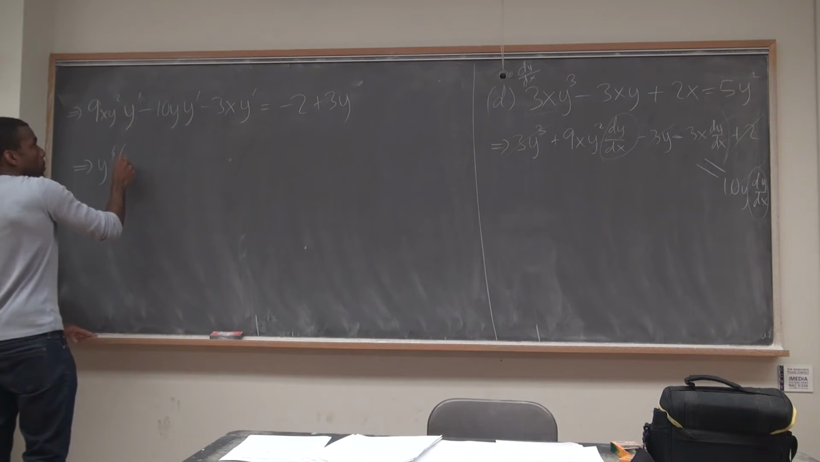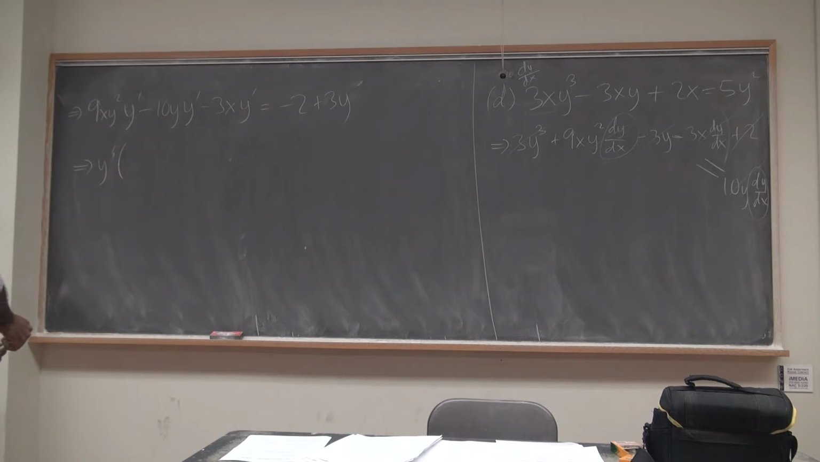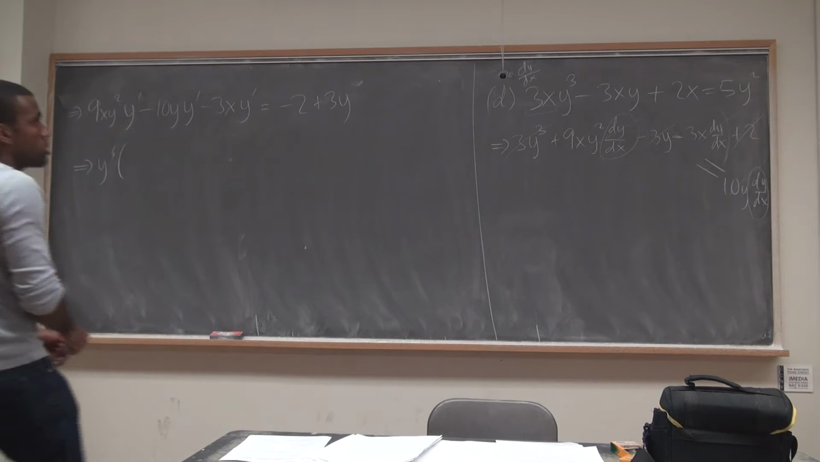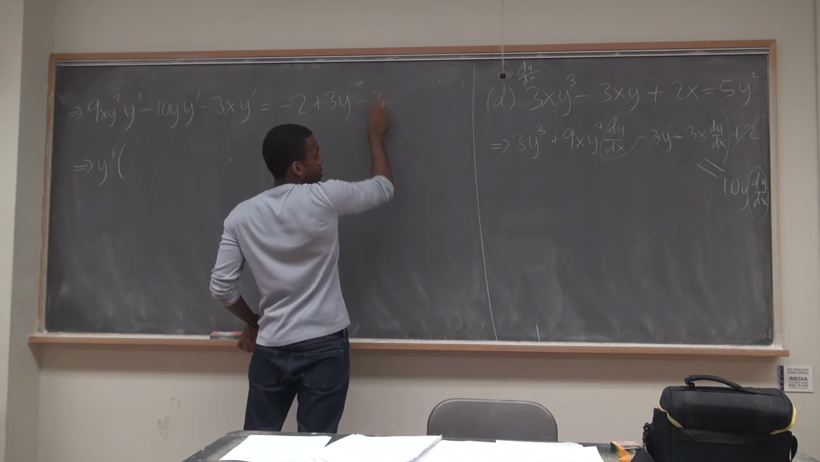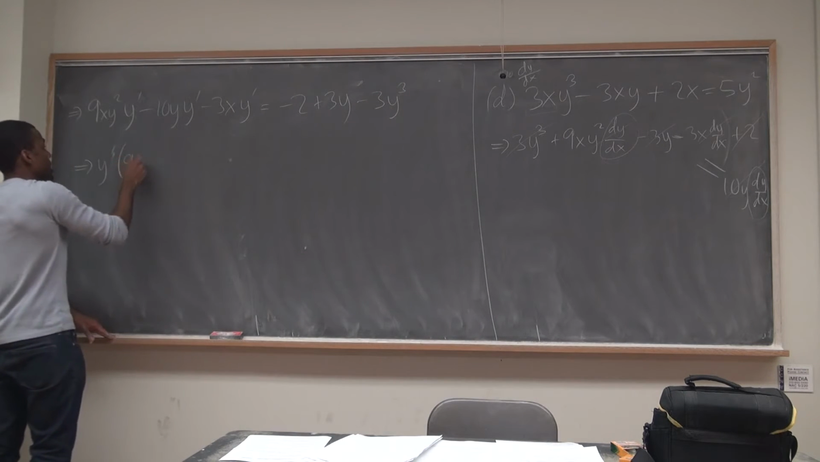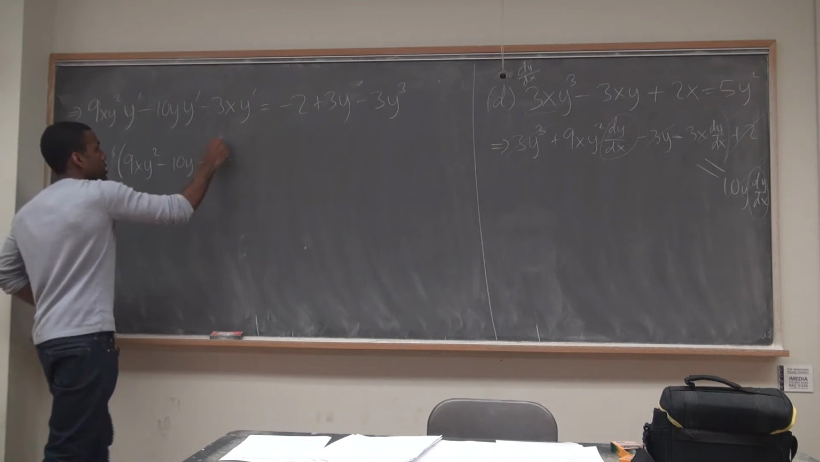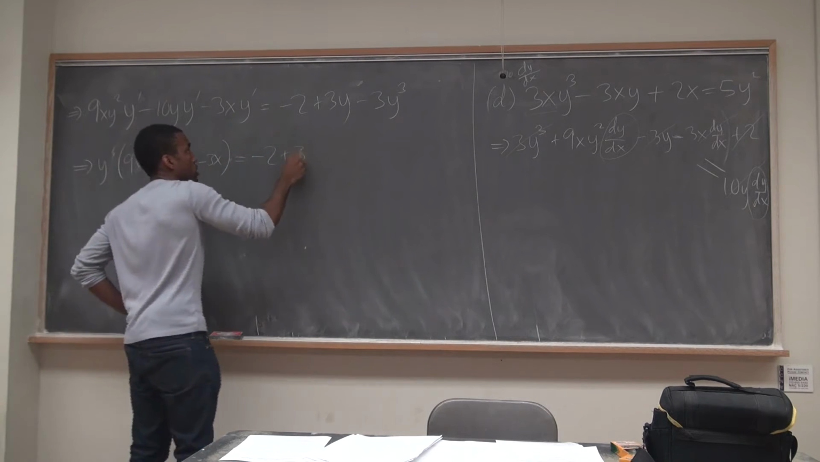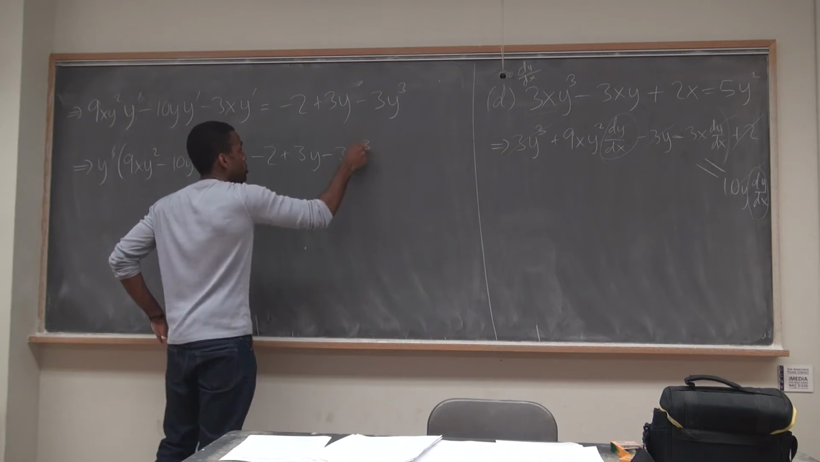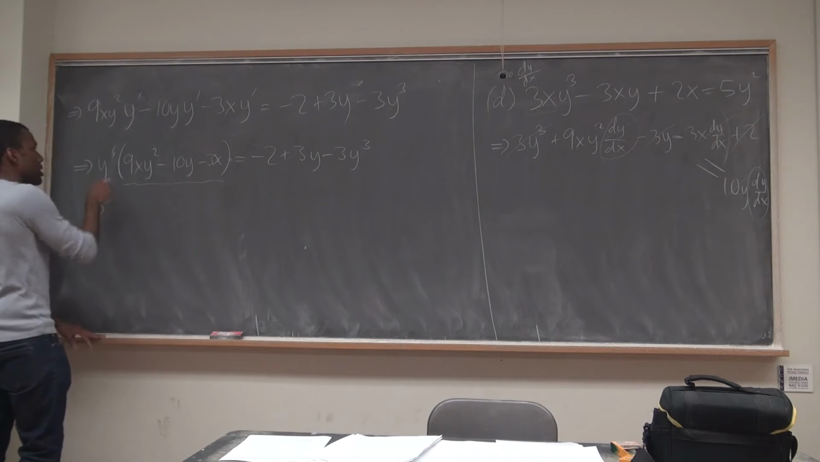Wait, you're missing the 3y cubed, the first thing. You didn't rewrite it. Okay, so now we have 9xy squared minus 10y minus 3x equals minus 2 plus 3y minus 3y cubed. You just divide by that. And then I just divide by this whole thing to get the y prime by itself.